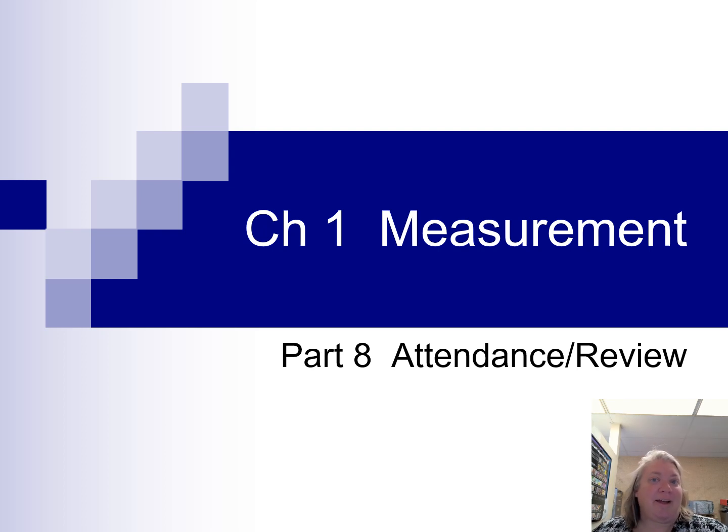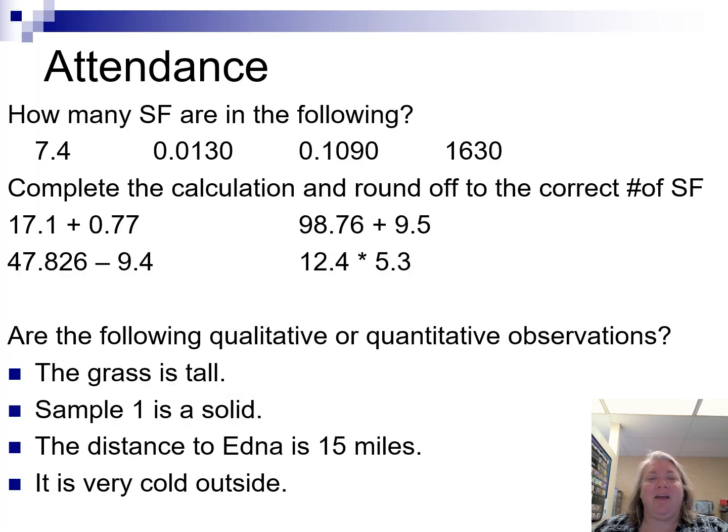Now, if you are in class, at the very end of every class lecture, I try to do what's called an attendance question. It's more or less just a chance for you to review the material. So I happen to have an attendance question for this particular chapter, so try it just as a way to review for you. So what I want you to do is pause this right here and look at these questions. How many sig figs, complete the calculation and round off to the correct number of sig figs, and are these qualitative or quantitative? So pause it, try these, and then I'll help you with all the answers.